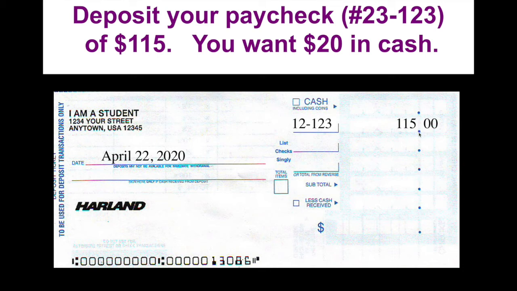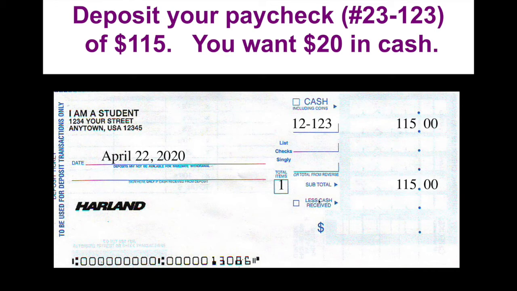Again, the periods here will separate. Some of these are a little bit harder to see, but there are spaces for it. If we had more checks, we would list them on the line here and add them up. Since we only have the one paycheck, we write 1 in your total items and add it up. Our subtotal is 115, which is the subtotal of all these.